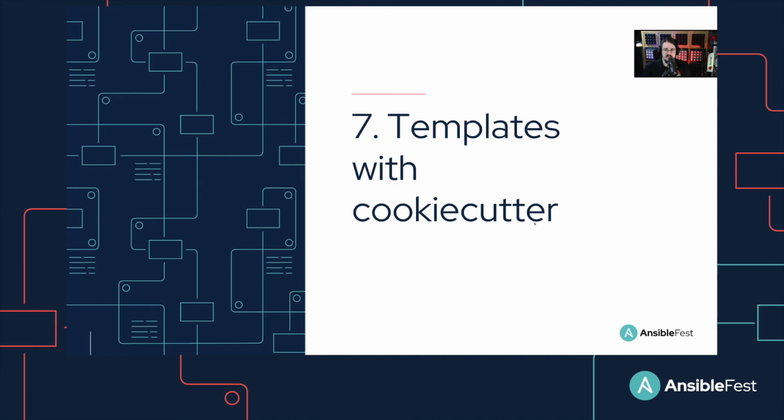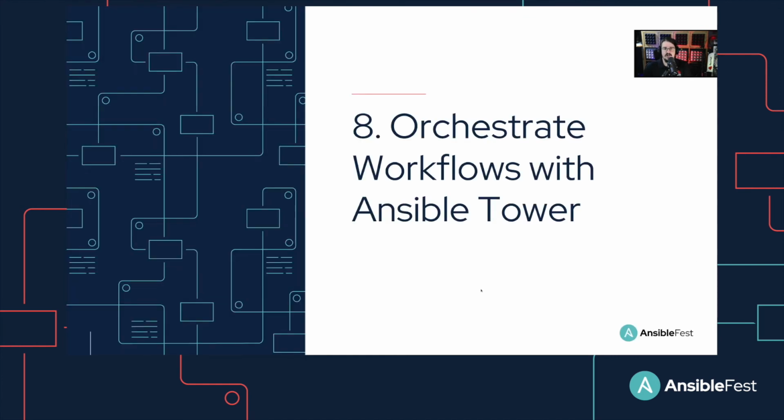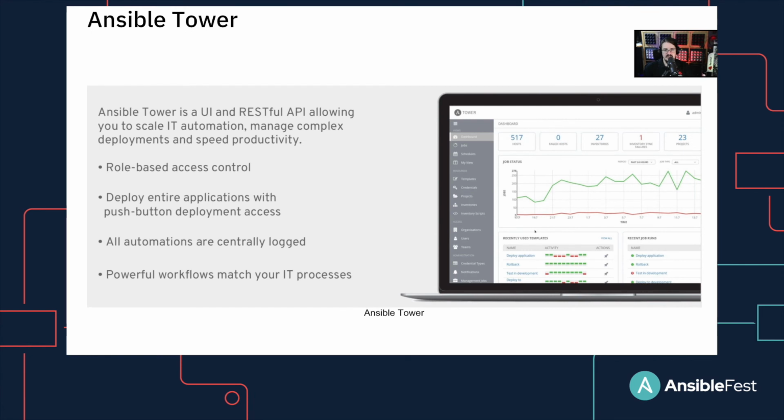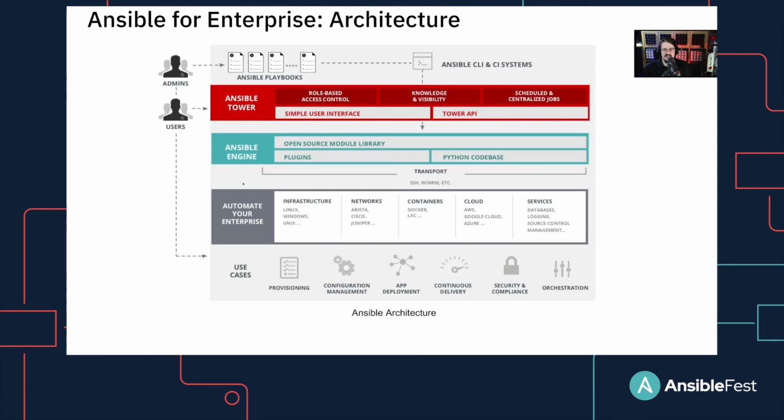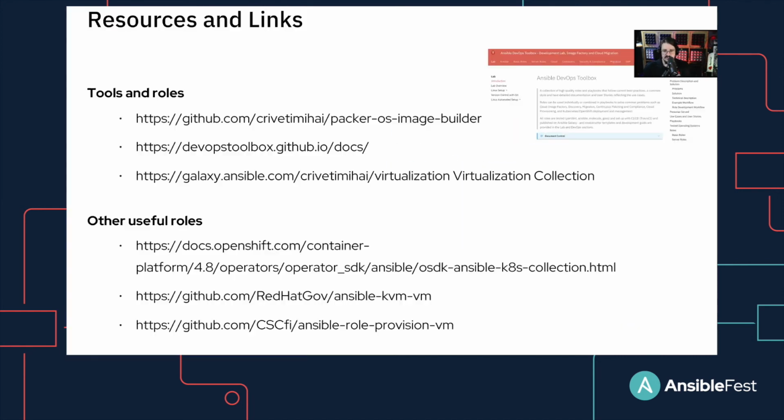You can also take a look at Cookiecutter, which is a way to create templates for these roles. So as you're building these roles, a good way to set them up in a similar fashion with tests and everything is to use Cookiecutter templates. And once you have everything in place, you can use Ansible Tower, which lets you orchestrate and create more and more complex workflows with all of the steps to produce this environment.